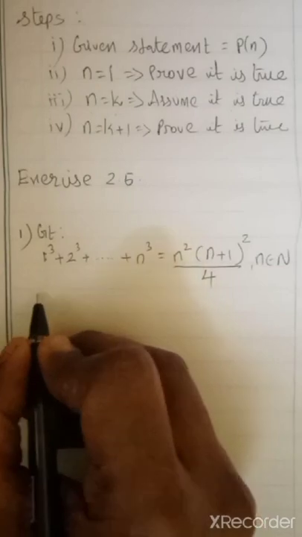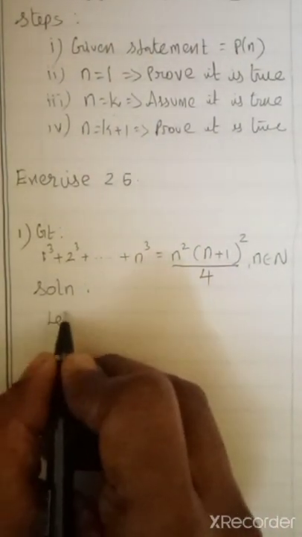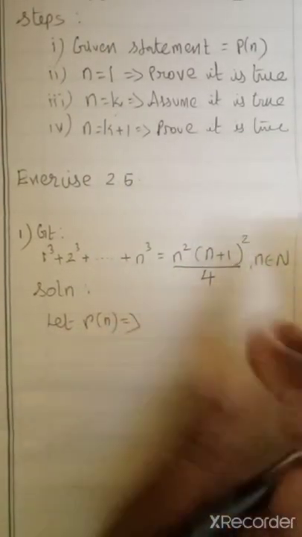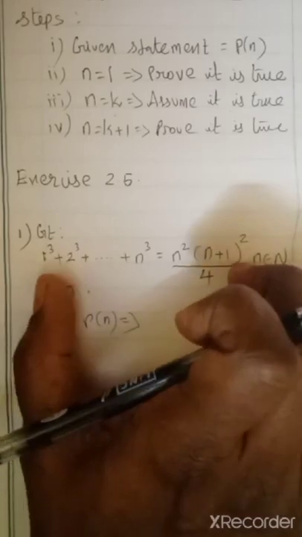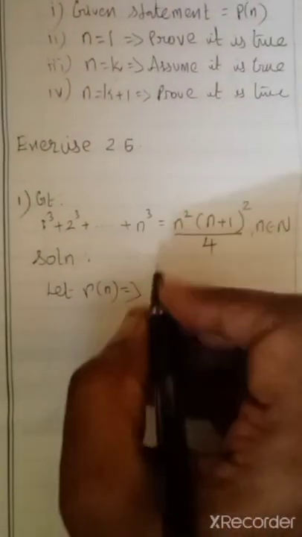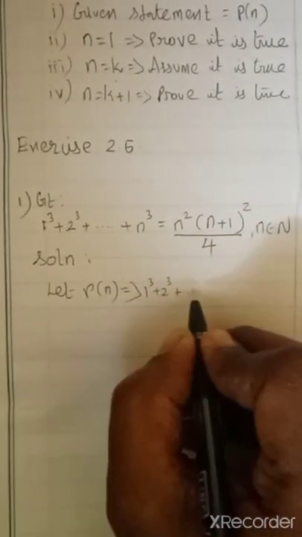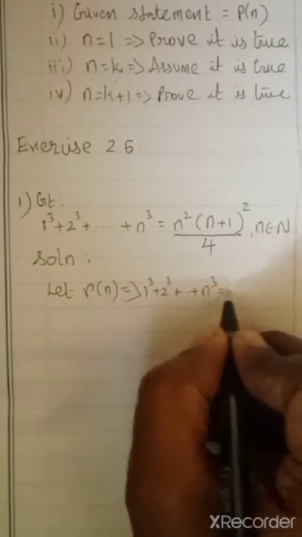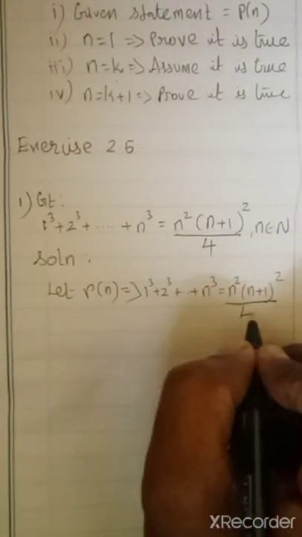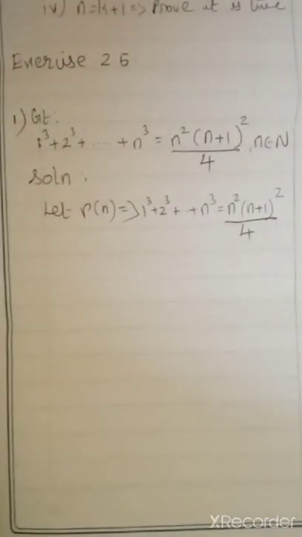So shall we get into the solution? Okay, so solution. Let P of n imply the whole statement. Whatever is given, that whole statement we have to take as P of n. So what is your P of n? 1 cube, 2 cube, etc. up to n cube equal to n square into n plus 1 the whole square divided by 4. Is that clear? Okay. Step 1 completed.